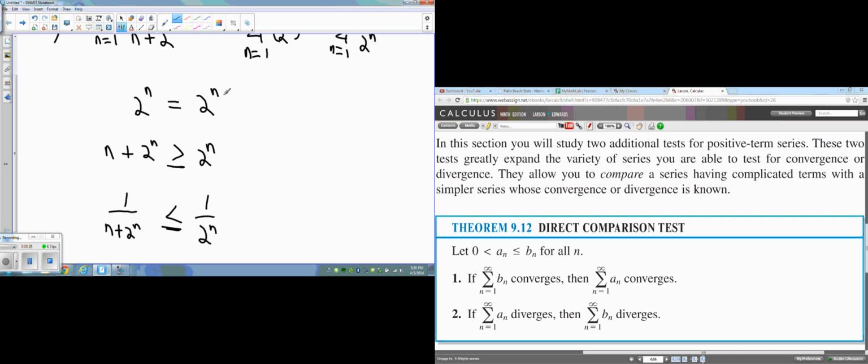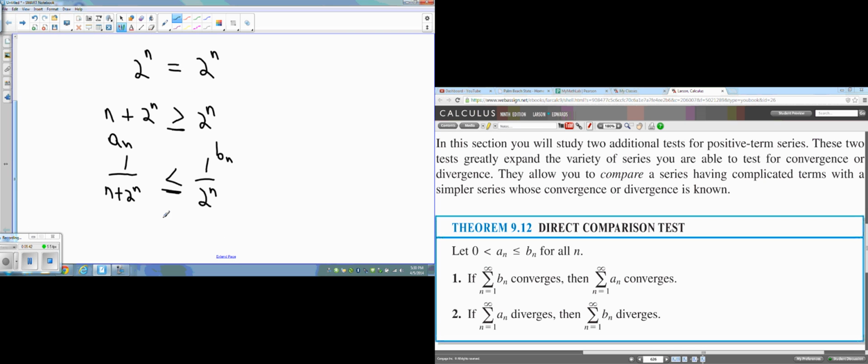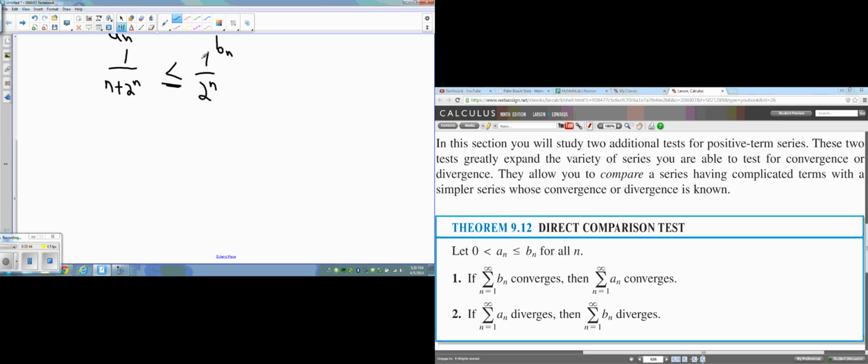So here's how I'm going to label these two series. This one is going to be my b_n, this one is going to be my a_n, and what I've proven here is that a_n is less than or equal to b_n. And I know that b_n converges. I know that this series, which is the geometric series with ratio 1/2, this is what I'm calling b_n, converges, and because that converges and is greater than or equal to this one, a_n, I can also say that this series also converges.